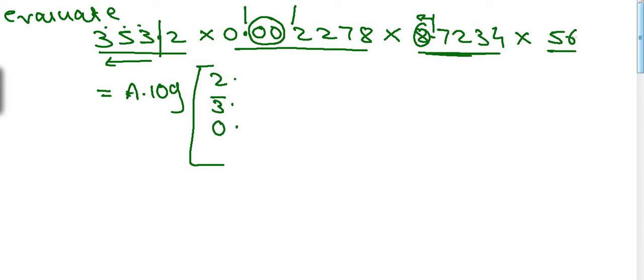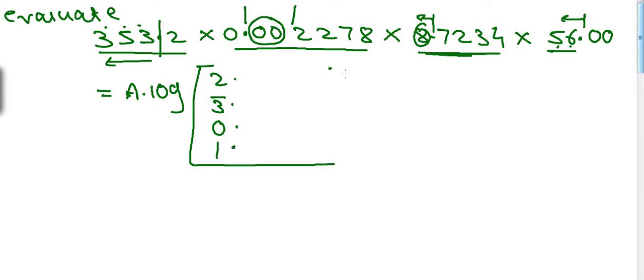Now for 56, when the decimal is not given, place the decimal after the last digit. So 56 can be written as 56.00. To the left of the decimal there are two digits, 5 and 6. Subtract 1 from it. So 1 is the characteristic for 56.